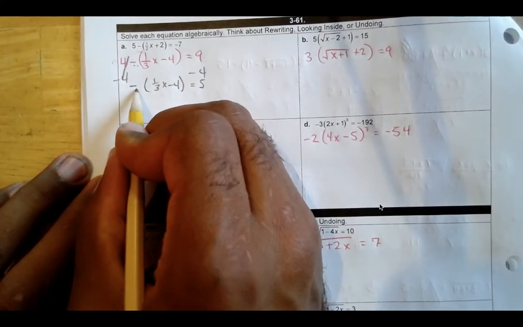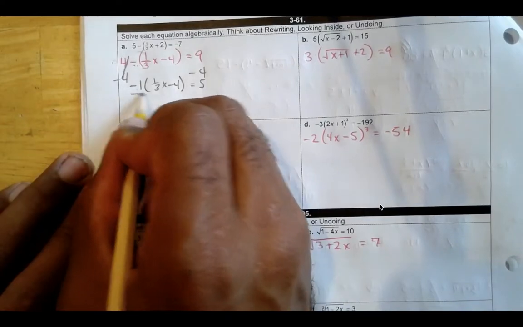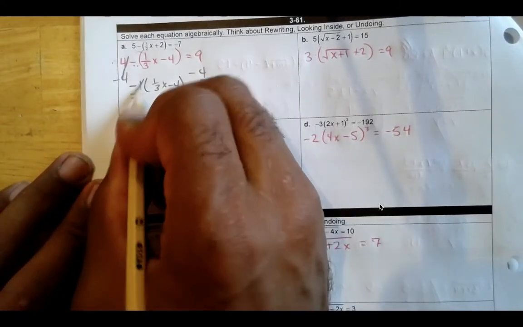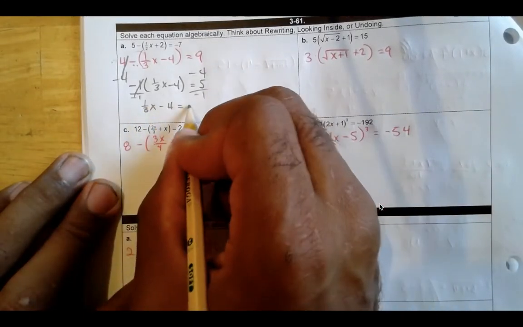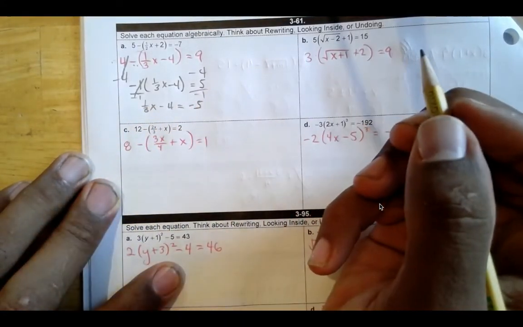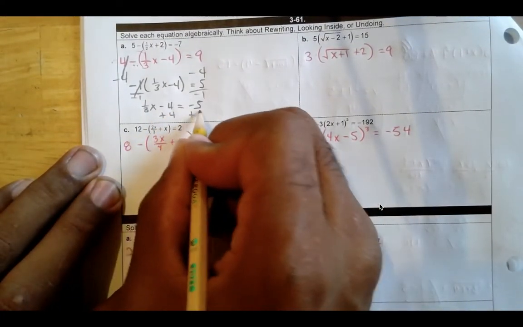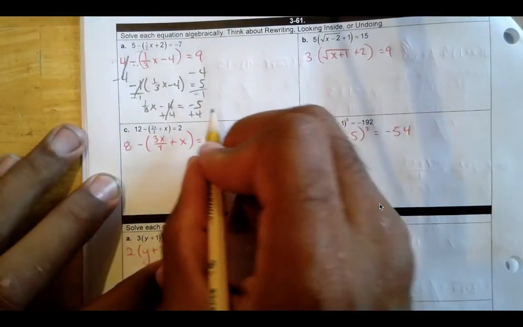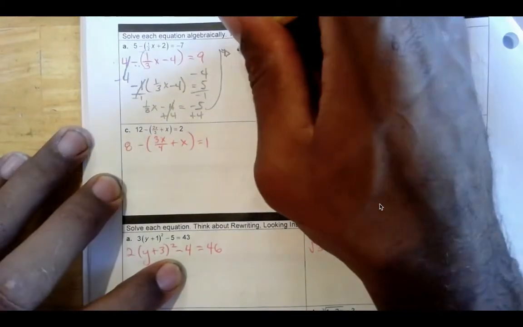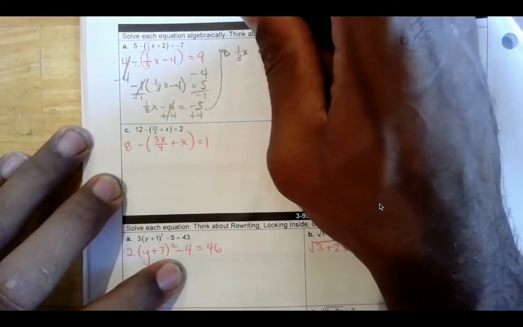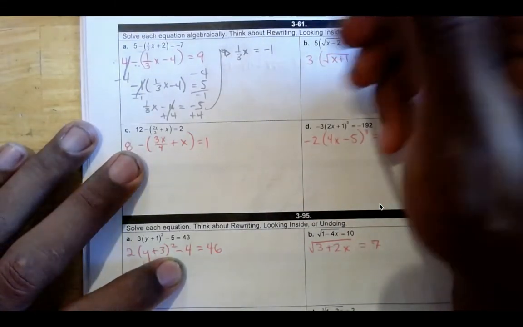So now you got to remember that negative is actually a negative 1. So I want to get rid of that negative 1 by dividing it on both sides. Okay, so here 1 over 3x minus 4 equals negative 5. Okay, so now I add 4 to both sides. Okay, so now I'm going to bring this up here. Okay, so now we end up with 1 over 3x equals negative 1.